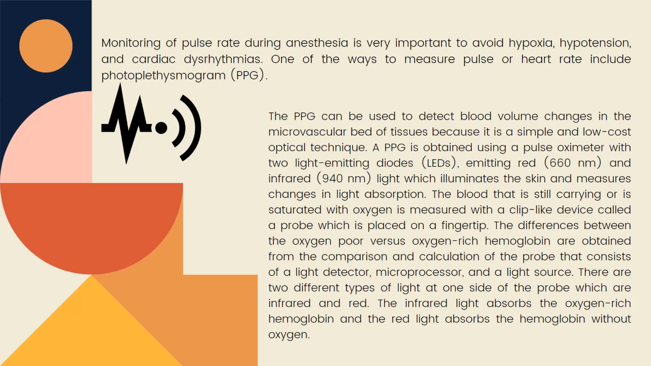The differences between the oxygen-poor versus oxygen-rich hemoglobin are obtained from the comparison and calculation of the probe that consists of a light detector, microprocessor, and light source. There are two different types of light at one side of the probe, which are infrared and red. The infrared light absorbs the oxygen-rich hemoglobin, and the red light absorbs the hemoglobin without oxygen.